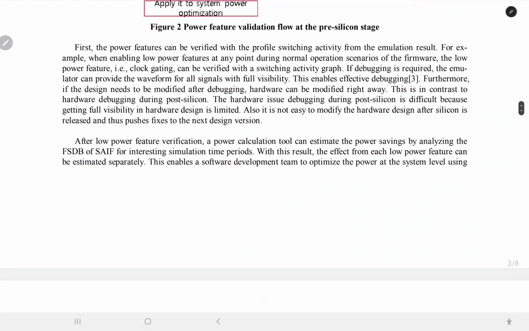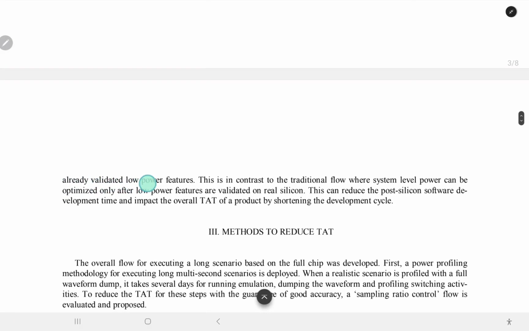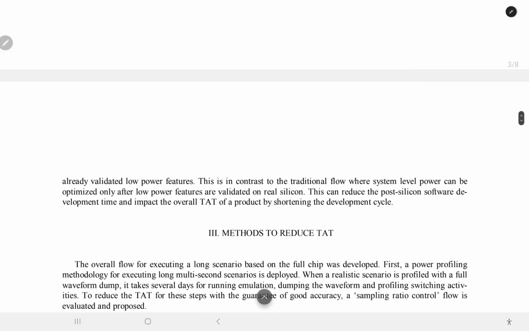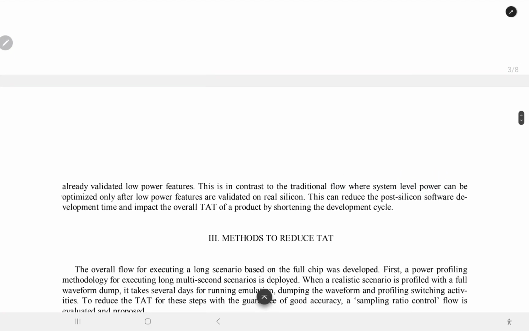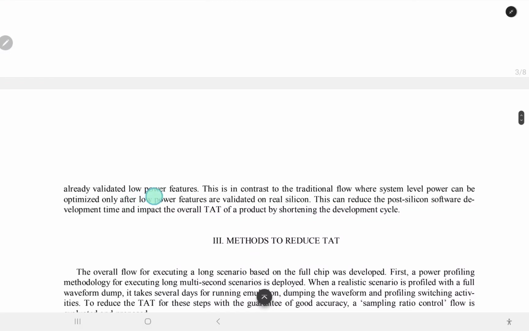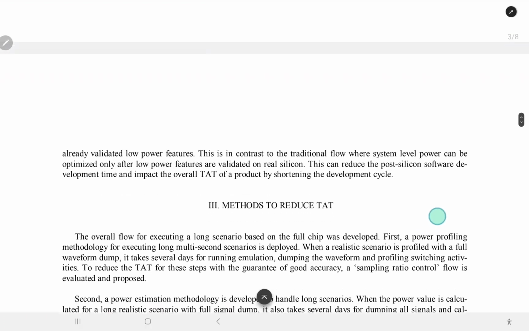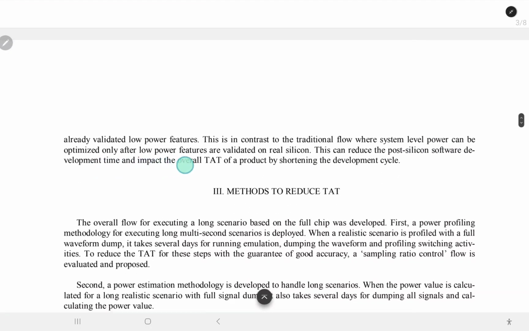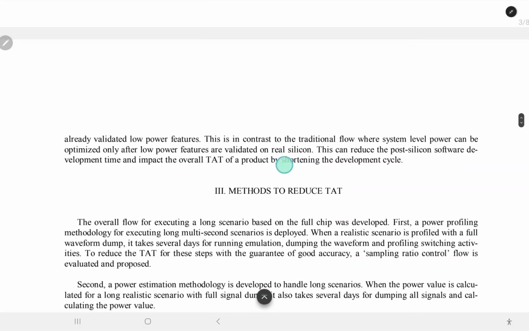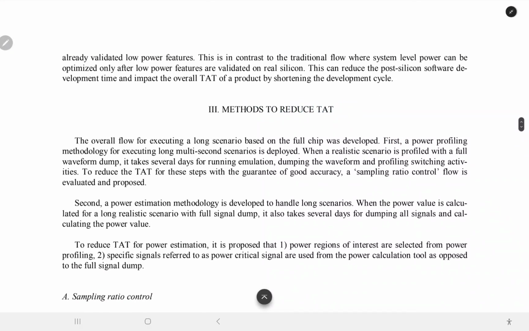This enables the software development team to optimize the power at the system level using the already validated low power features. This is in contrast to the traditional flow, where system level power can be optimized only after low power features are validated on real silicon. This can reduce the post-silicon power software development time and impact the overall TAT of a product by shortening the development cycle. A method to reduce TAT.